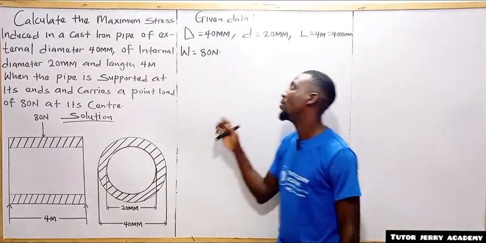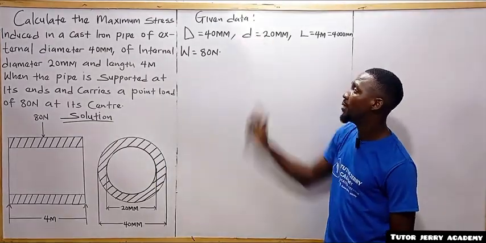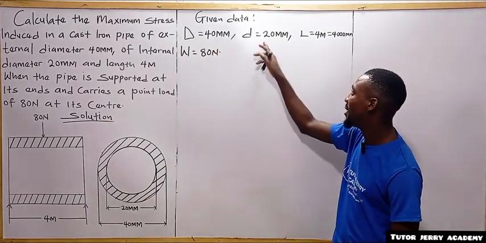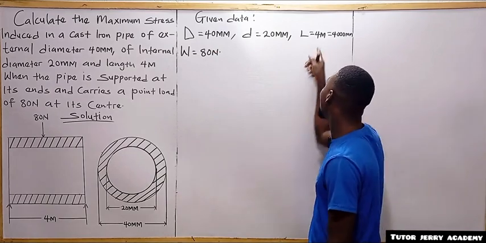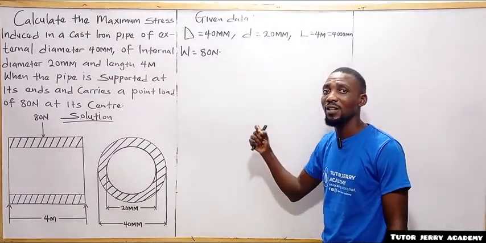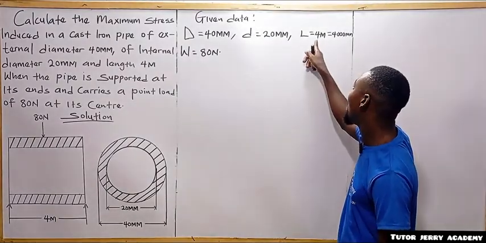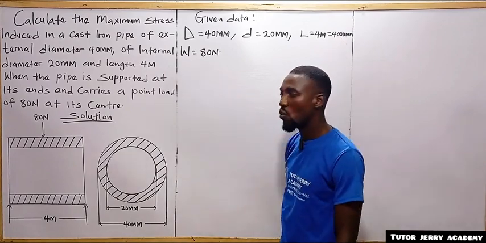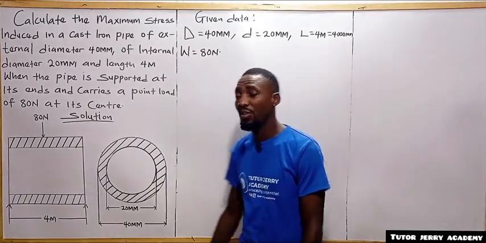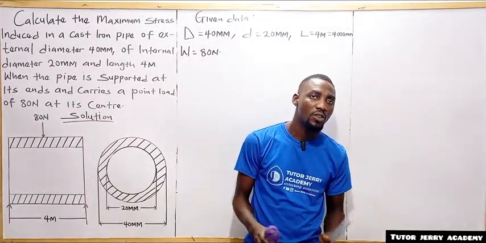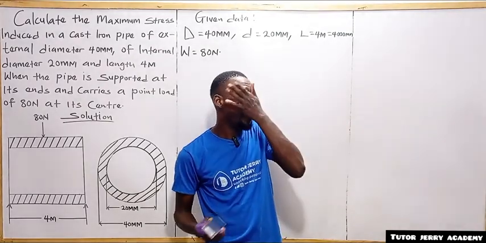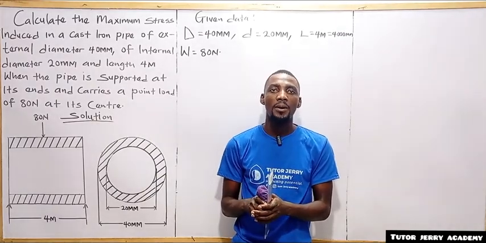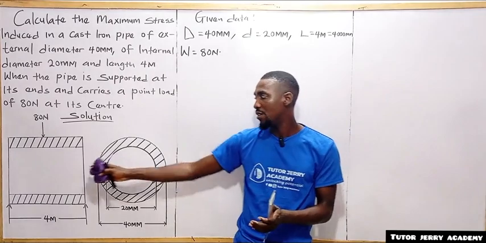So the next thing you do is to bring out the given parameters. The external diameter is 40 mm, internal is 20 mm, the length is 4 meters, which we are going to convert to millimeters by multiplying by 1000, and you get 4000 mm, and the load is 80 Newton. All right, so for us to start with this question, the first thing we are going to calculate is the maximum bending moment of this beam.